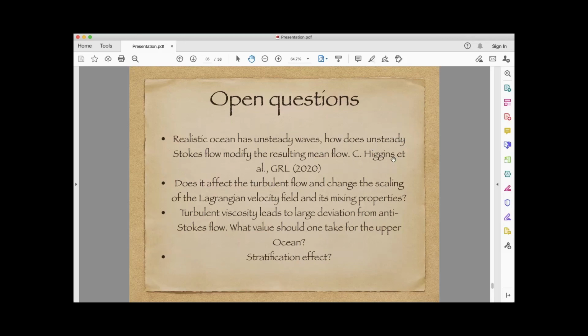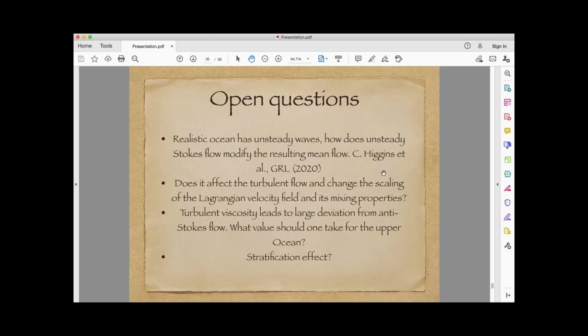This was recently studied by Higgins at Oxford, and they looked at certain questions about it, at least the laminar part of it. And the question is, does the turbulent field change a lot? Does it affect the turbulent flow? Does it affect the scaling of the Lagrangian velocity field and its mixing properties? So these are open questions.